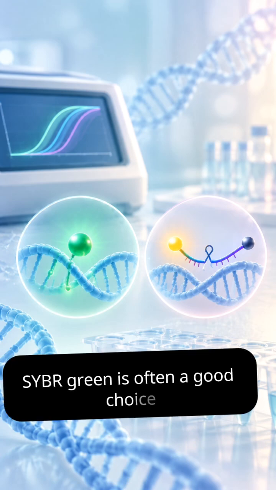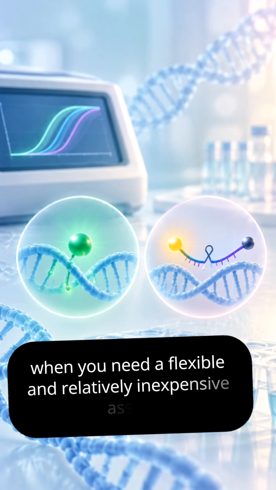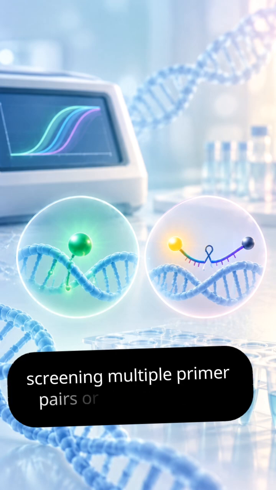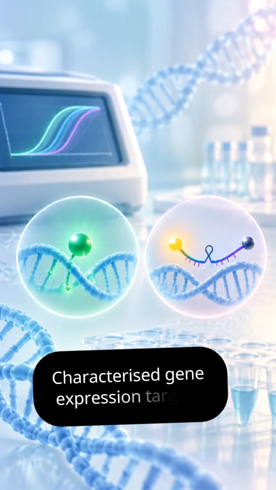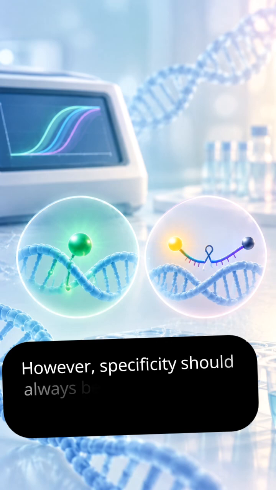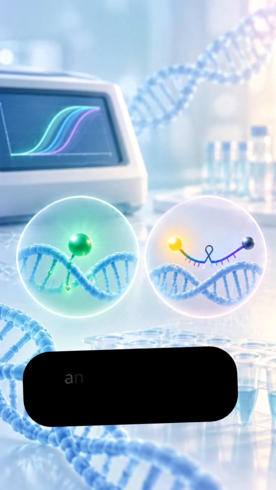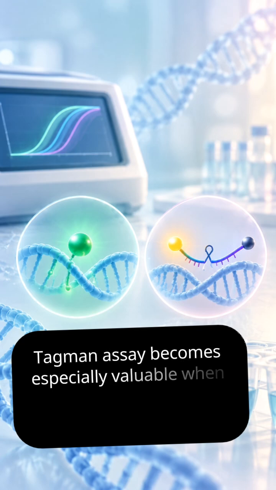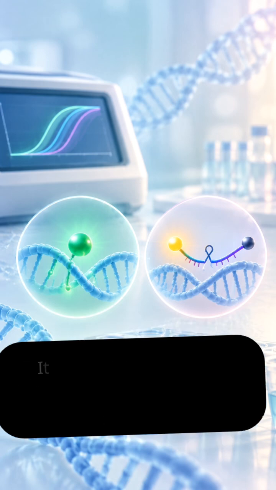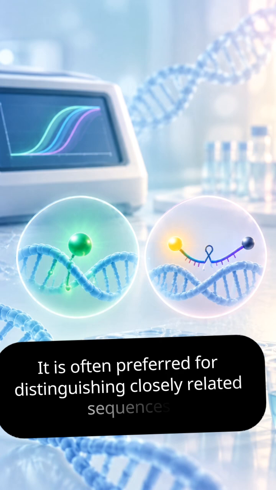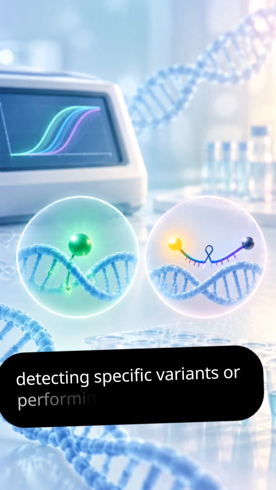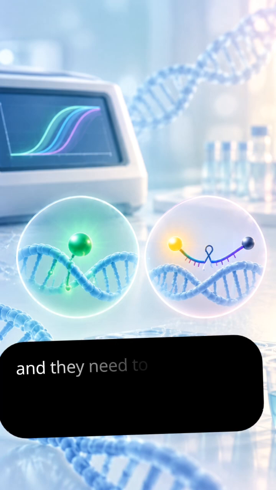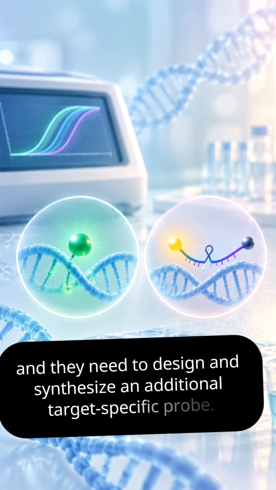SYBR Green is often a good choice when you need a flexible and relatively inexpensive assay. It is particularly useful for exploratory experiments, screening multiple primer pairs, or measuring well-characterized gene expression targets. However, specificity should always be confirmed using melting curve analysis and appropriate experimental controls. TaqMan assay becomes especially valuable when sequence specificity is critical. It is often preferred for distinguishing closely related sequences, detecting specific variants, or performing multiplex assays. However, the trade-off is higher cost and the need to design and synthesize an additional target-specific probe.